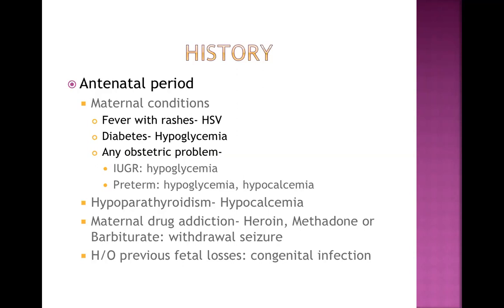Both IUGR and preterm babies are at high risk for the development of seizure. IUGR, or intrauterine growth retardation, okay, may lead to hypoglycemia, then seizure. And preterm babies usually develop seizure either because of hypoglycemia or hypocalcemia. And there is no need of any discussion here: what are the causes of IUGR in preterm babies? So many maternal or obstetrical conditions are responsible for that.